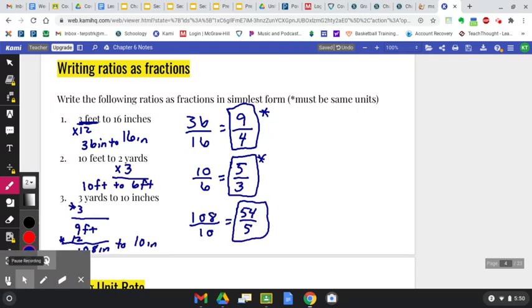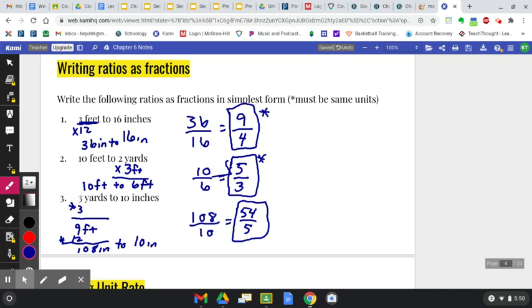All right, let's see how you did here. In number 2, there's 3 feet for every yard, right? So in 2 yards, there would be 6 feet. And then our ratio would be 10 feet to 6 feet. And if we reduce that, we get 5 over 3.